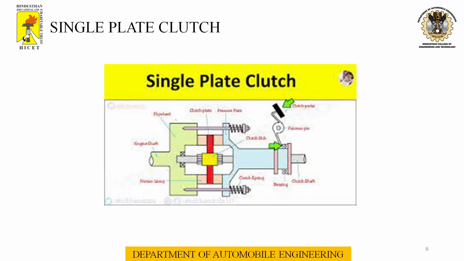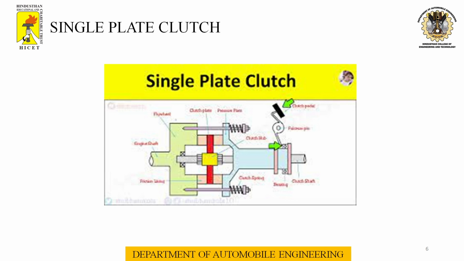Next, single plate clutch. So this is a simple sketch of a single plate clutch. It is the most common type of clutch used in motor vehicles. A single disc or plate clutch consists of a clutch plate whose both sides are faced with frictional material. It is mounted on the hub, which is free to move axially along the splines of the driven shaft. The pressure plate is mounted inside the clutch body, which is bolted to the flywheel. Both the pressure plate and flywheel rotate with the engine crankshaft.